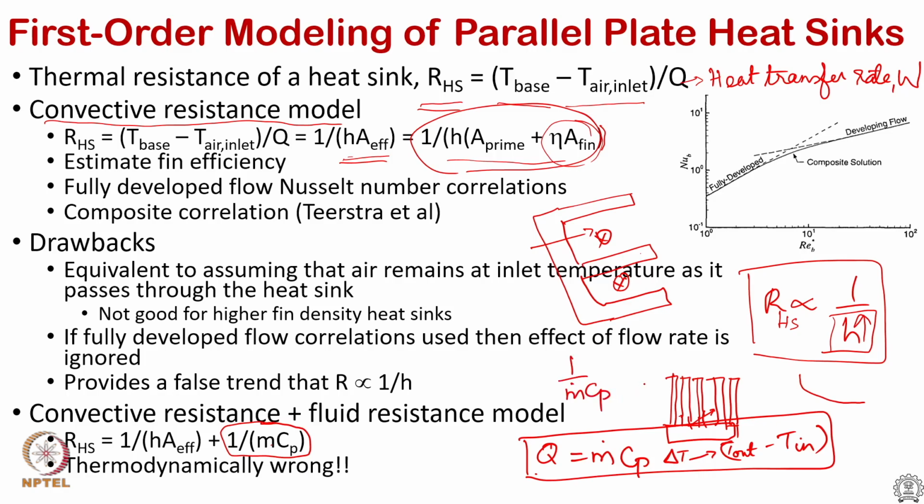If you write 1 by m dot Cp as delta T by Q, that is a thermodynamically wrong principle of resistance, because this is a consequence of heat being dumped into the flow stream. So, it just rises in temperature. It does not drive any heat transfer. A resistance is defined based on the maximum and minimum temperature in the flow circuit, where heat is driven from the higher to the lower temperature as flow goes through it. So, that is the point, and this model should typically be considered wrong.